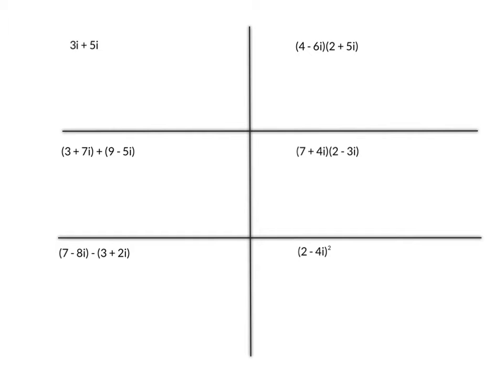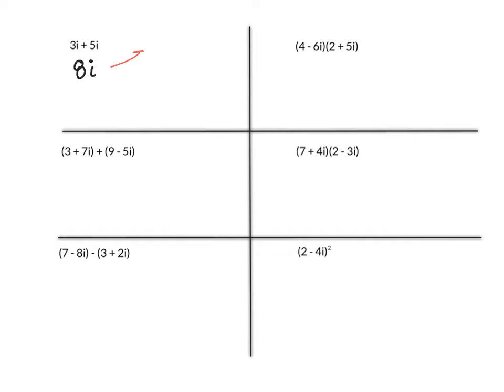Alright, in this video we're going to take a look at performing basic operations on complex numbers. So we're going to take a look at addition, subtraction, multiplication, and exponents. In the first problem we have 3i plus 5i. So we're going to add them together just like if they were x's. So I have 3i plus 5i, 3 plus 5 gives me 8, so it's just 8i.